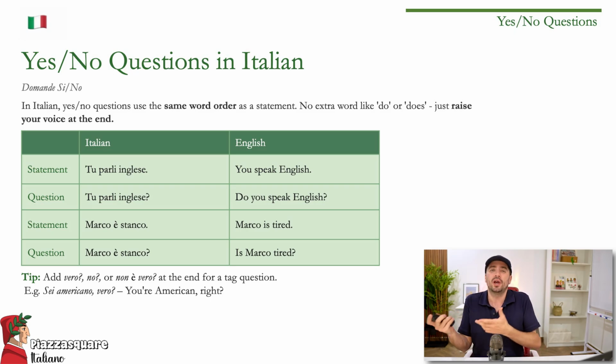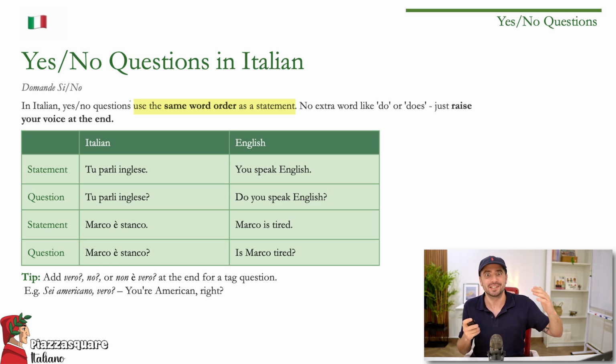First, how do we ask a yes, no question in Italian? In English, yes, no questions often require changing the word order or adding a helping verb. For example, do you speak Italian? With do, or are you a student? The verb before the subject. In Italian, you don't need an extra word like do or to swap the order. You use the same word order as a statement and simply change your intonation, raise your voice at the end.